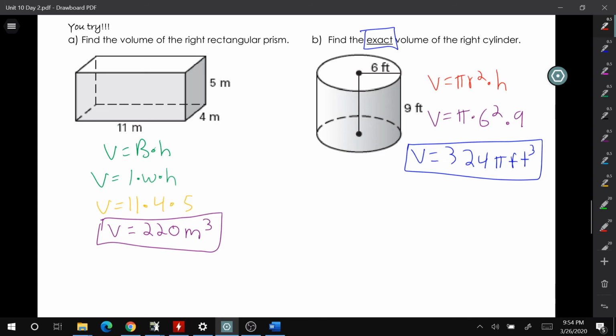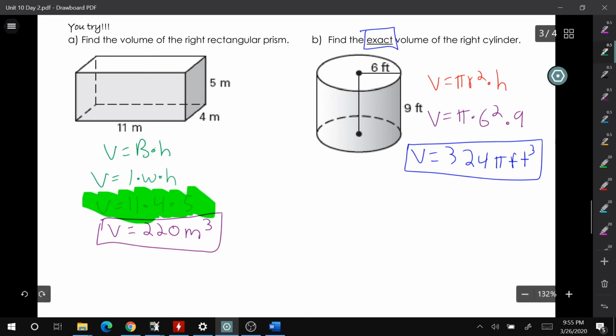So hopefully letter A was pretty simple. Multiplied 11 times 4 to get the area of the base, and then by 5. You probably just typed it on the calculator like this, which is fine, to get 220 cubic meters. Now, letter B, it said exact volume. So once I plugged everything into the formula, I just left pi in my answer. So realistically, what I did in my calculator is I just typed in this part, and that gave me 324, and then I just put the pi at the end of it.